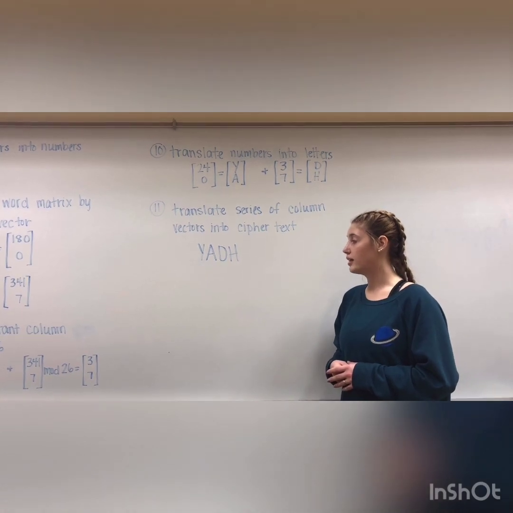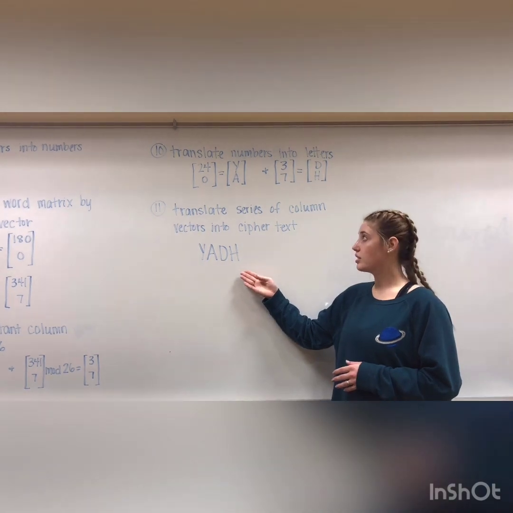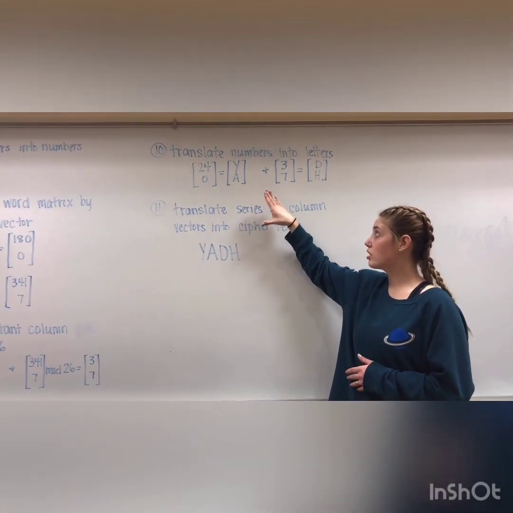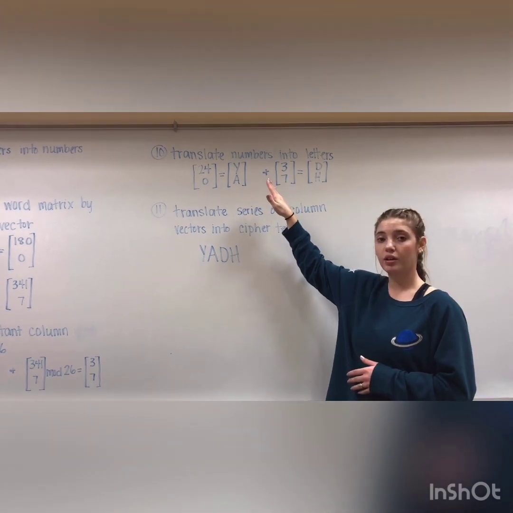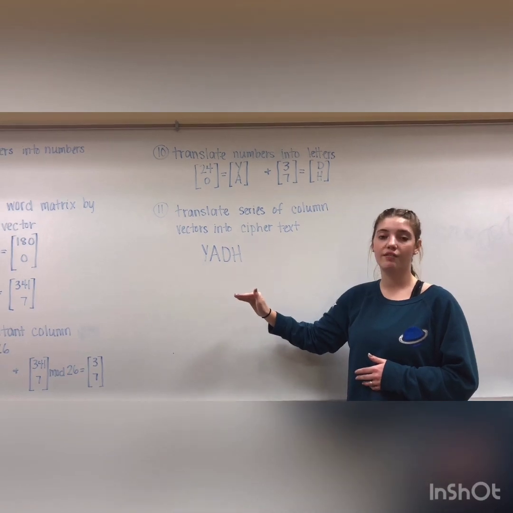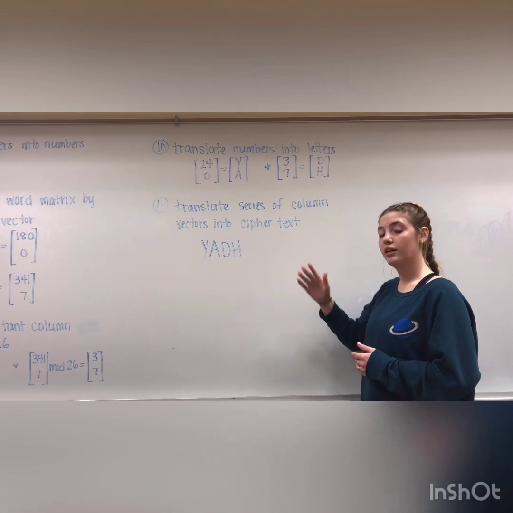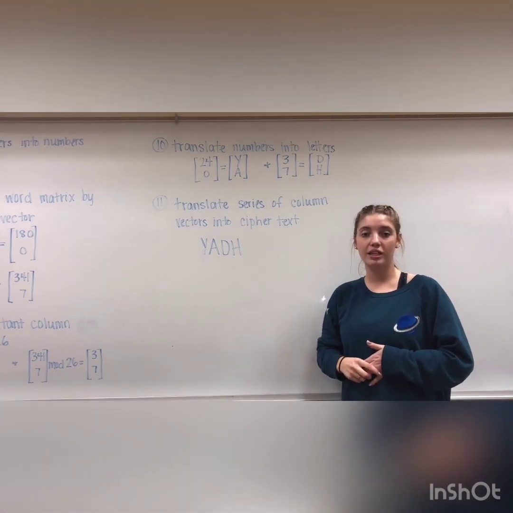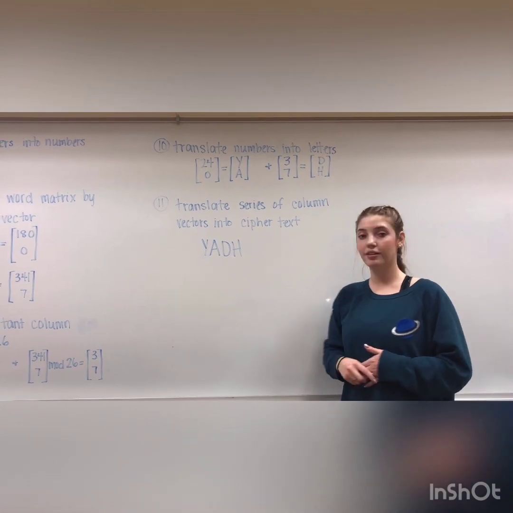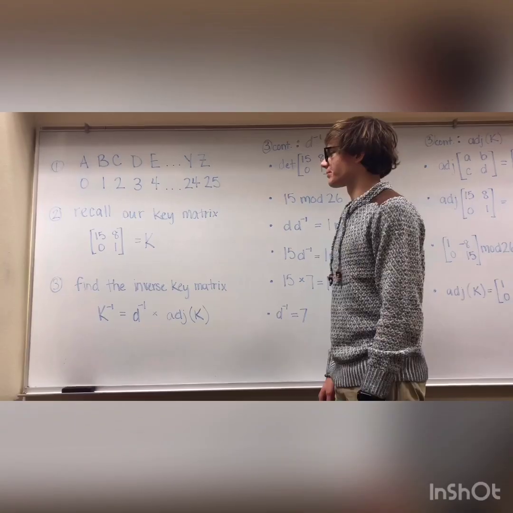Finally, we see that the ciphertext of math is yadh, because starting with the leftmost column vector at the top, that's our first letter. Then we move down until we reach the end of that vector. Then we move over to the right and down until we have completed all of our vectors. So, math equals yadh in Hill ciphertext.